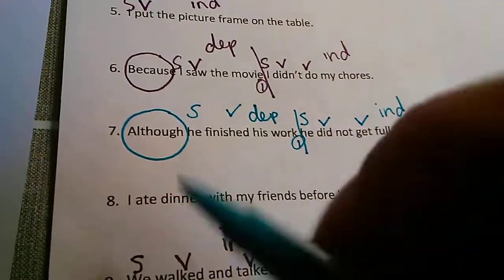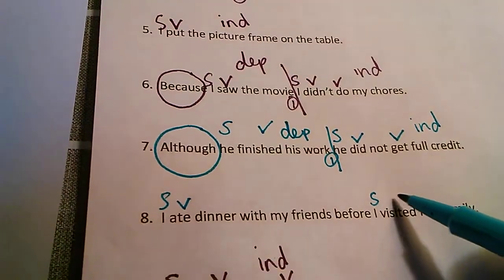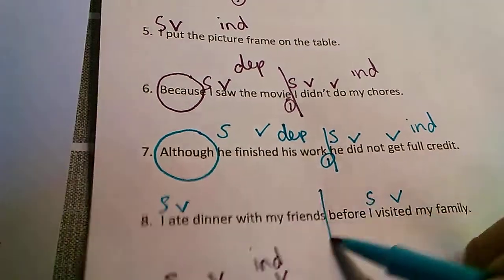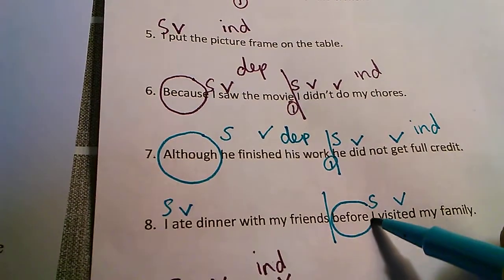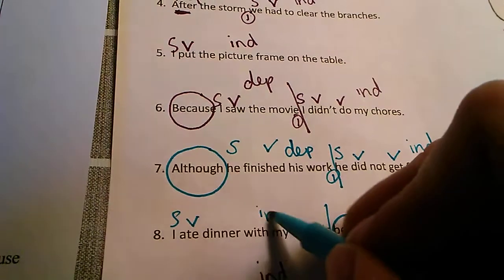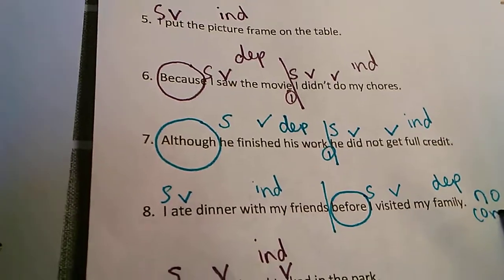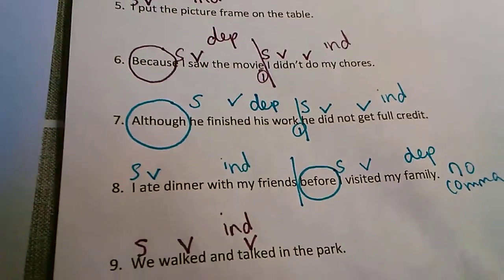In number 8, we have I as a subject, visited is the verb. We have two clauses. Before is the subordinating conjunction. We have a dependent clause, and then we have an independent clause. So no comma for number 8.